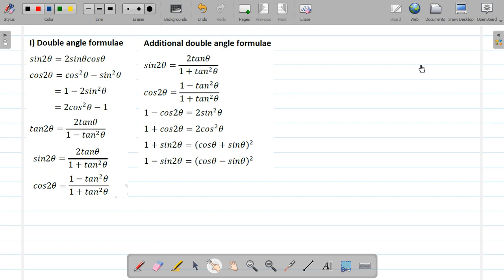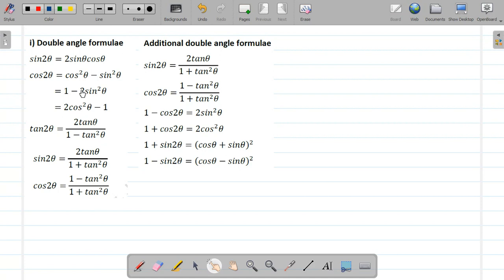Dear students, in our last lecture we have completed the double angle formulae. Just recall it. Here, see here, double angle formulae. In that, the first formula is sin 2 theta is equal to 2 times sin theta into cos theta. Then cos 2 theta is equal to cos square theta minus sin square theta, or it is also equal to 1 minus 2 sin square theta, and it is equal to 2 cos square theta minus 1.